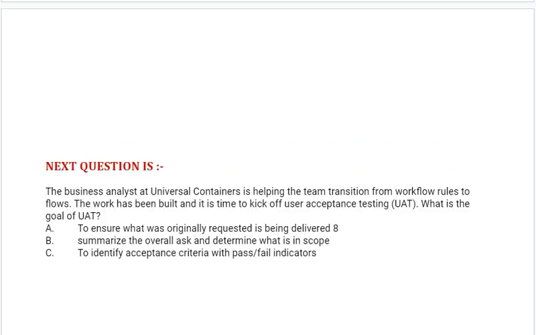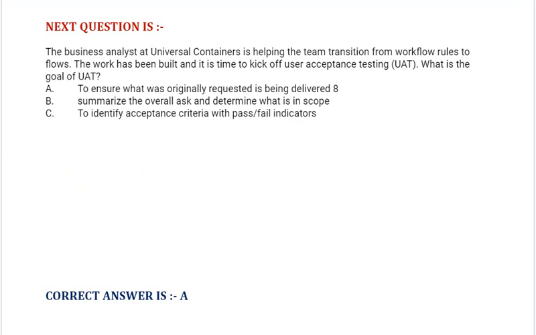Question is: the business analyst at Universal Containers is helping the team transition from workflow rules to flows. The work has been built and it is time to kick off user acceptance testing, UAT. What is the goal of UAT? Option A: to ensure that what was originally requested is being delivered. Option B: summarize the overall ask and determine what is in scope. Option C: to identify acceptance criteria with pass-fail indicators. Correct answer is option A.